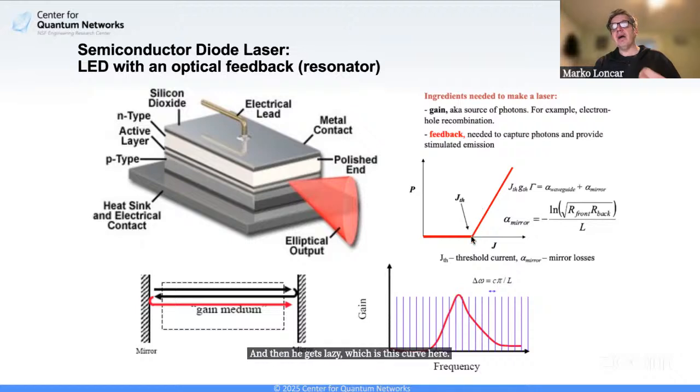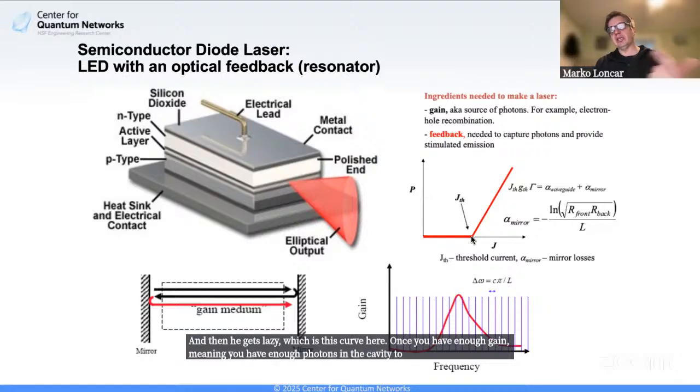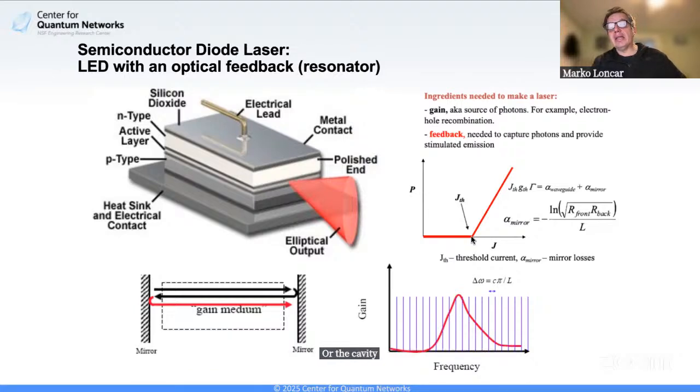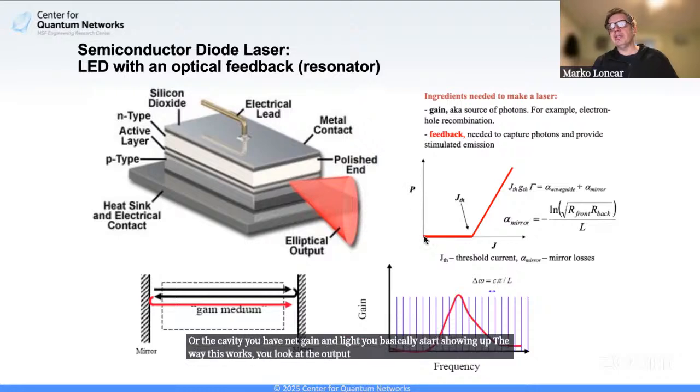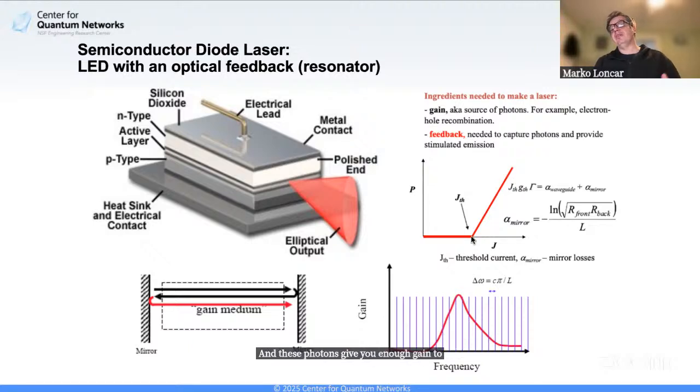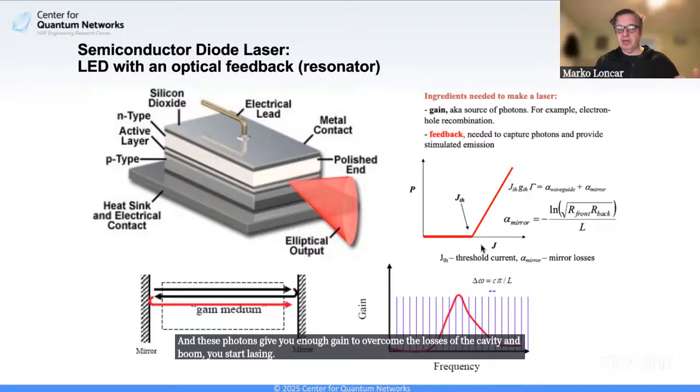Once you have enough gain, meaning you have enough photons in the cavity to overcome the intrinsic losses of the cavity, you have net gain and light starts showing up. The way this works, you look at the output power of the laser for some current: there is no light for quite some time, and then eventually, for high enough current, you have enough carriers to generate enough photons, and these photons give you enough gain to overcome the losses of the cavity, and boom, you start lasing. So it's a very nonlinear process.